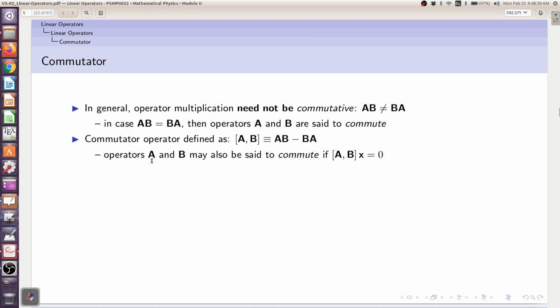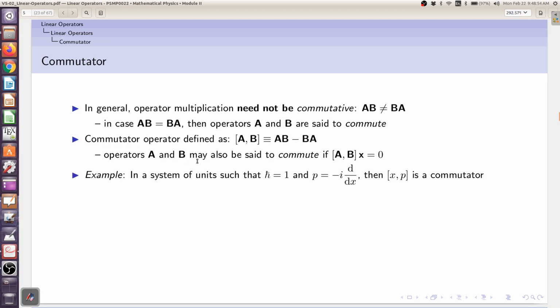So if two operators commute, that means the order does not matter, then their commutator bracket will be equal to 0. More formally, when the commutator bracket is applied on a vector, if the result is 0, then we say that the two operators commute. So an example: suppose in a system of units such that h cross is taken as 1 and p equals minus i d by dx, then the commutator [x, p] can be shown to equal i, and [x, p^2] is equal to 2ip. These are some elementary results from your quantum mechanics course.